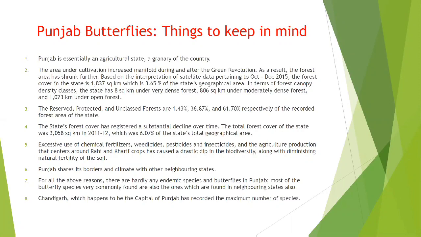Next, we come to the Punjab butterflies now. Well, there are certain things that we need to keep in mind when we discuss the Punjab butterflies. The first, as I've already suggested, is that Punjab is an agricultural state, basically a granary or a grain bowl of the country. The area under cultivation increased manyfold during the Green Revolution in the state. And consequently, the forest area declined. The stats I had given earlier also, and here also I have mentioned it.